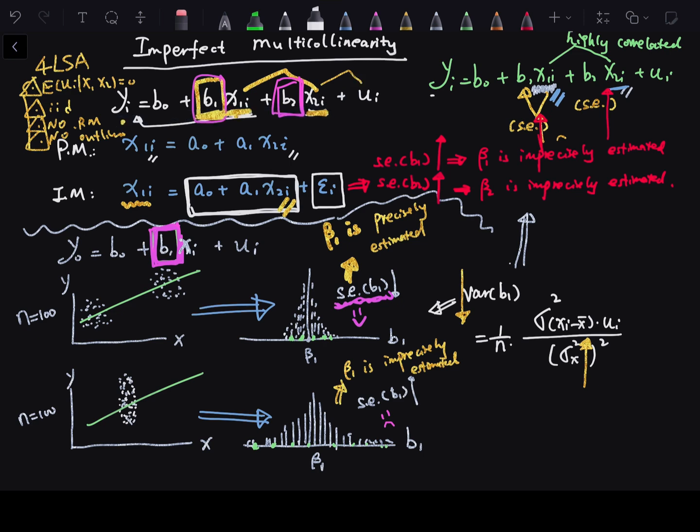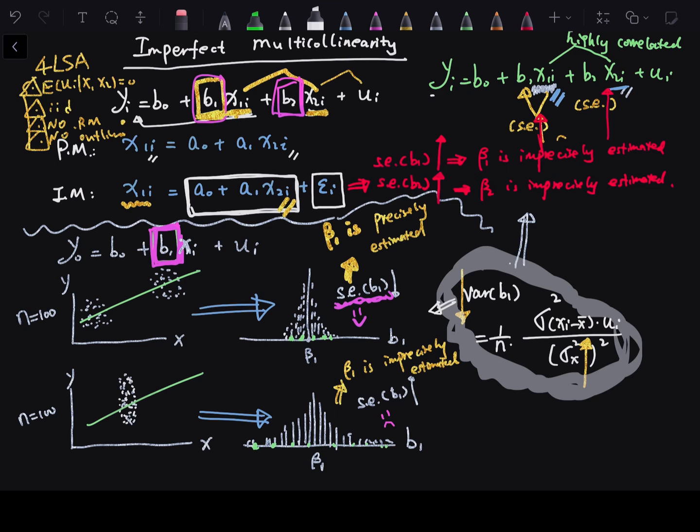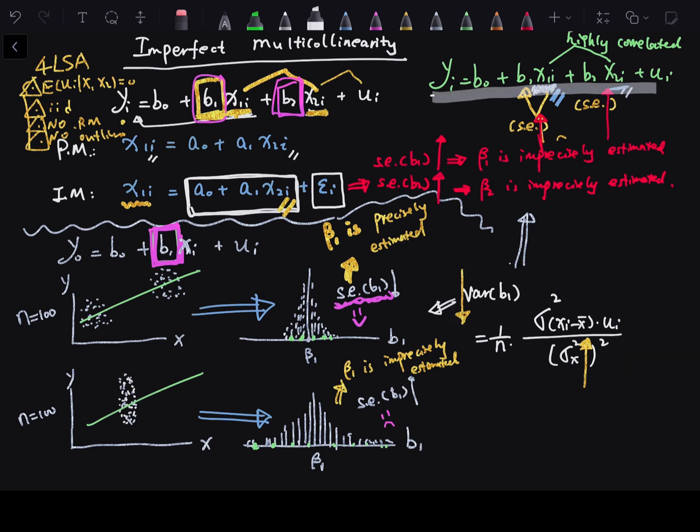Another thing I want to add to this video is, you see I gave you this variance of B1, which only applies to regression with 1 regressor. Now if you have a regression with 2 regressors, what is the expression for the variance or standard error of B1? So let me give you that expression just for your reference.